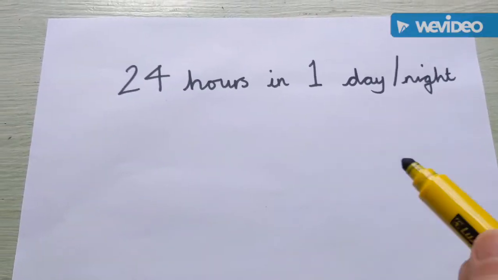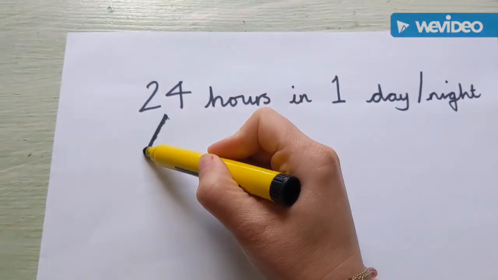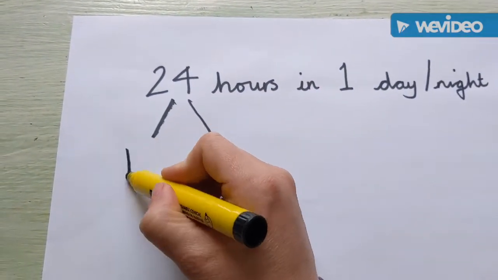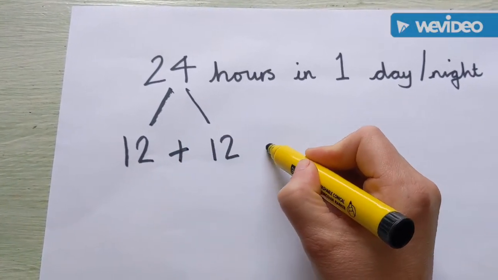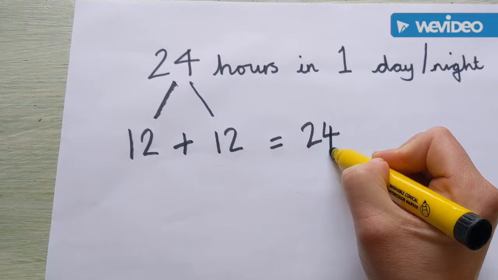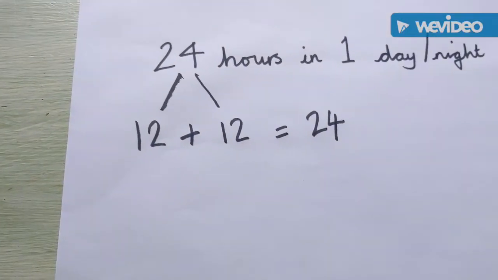And we're going to start by thinking about how many hours there are in one day. So we say in one day, and that includes the night as well, that there are 24 hours. So there are 24 hours in one day and night, and that can be broken down into two sets of 12 hours. As you know, 12 add 12 equals 24. So we're going to be thinking today about how it's broken down into two sets of 12 hours.